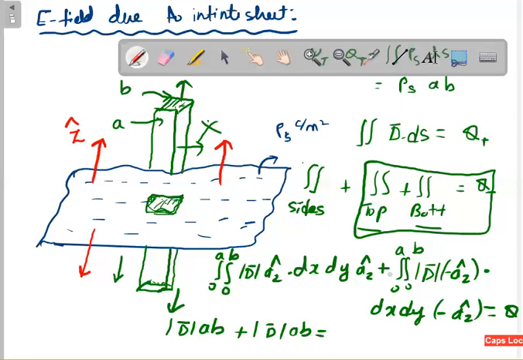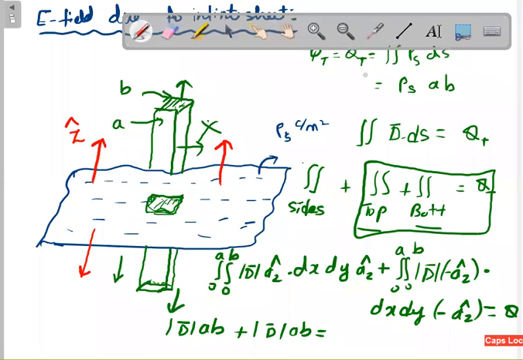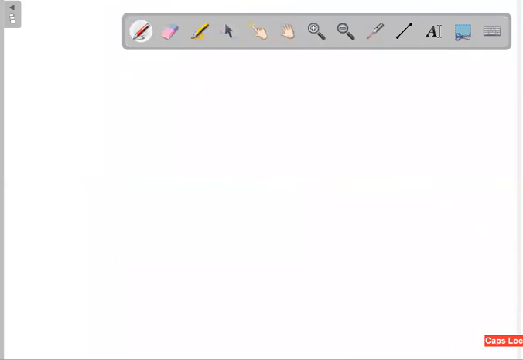Already we have seen Q. What is the value of Q? The value of Q is rho_s into ab. Once you add these two, 2 D bar ab is equal to rho_s into ab. Anyway, ab cancels. Again, D bar is equal to rho_s by 2. So D bar magnitude is rho_s divided by 2.